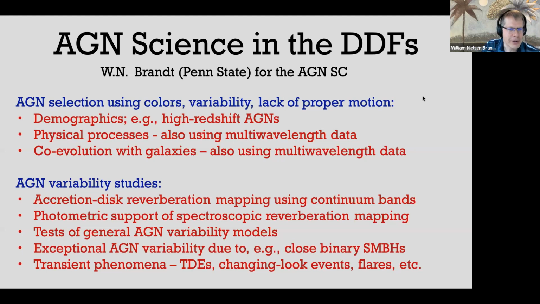And then, of course, we're interested in transient supermassive black hole phenomena, including things like stellar tidal disruptions, AGN changing look events, flares of blazars and other AGNs, and so on. So we have a broad range of science here. Next slide, please.